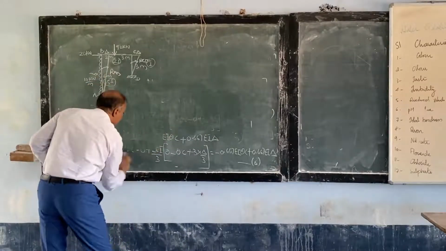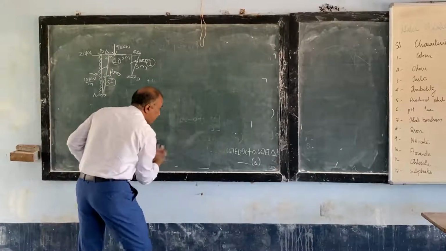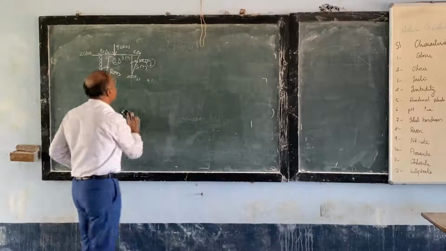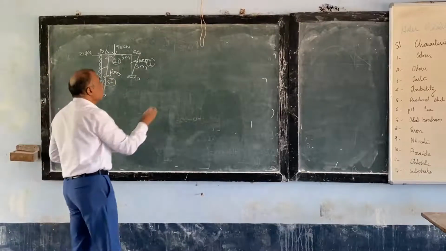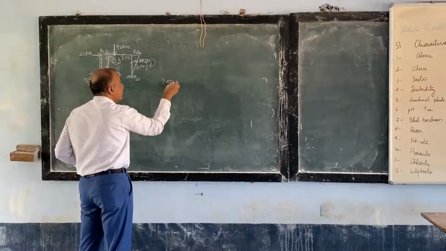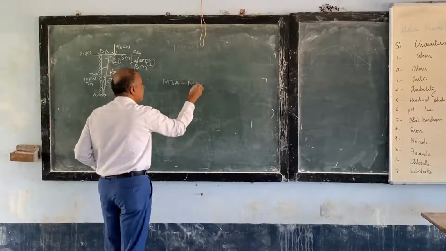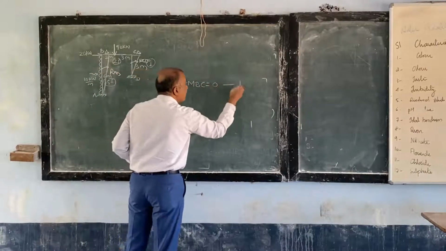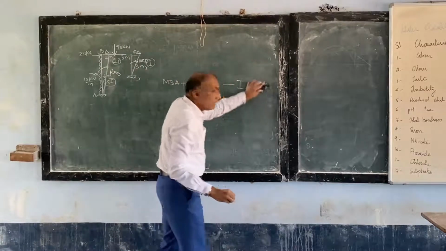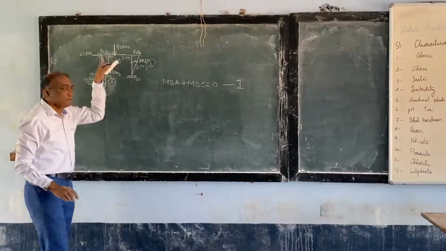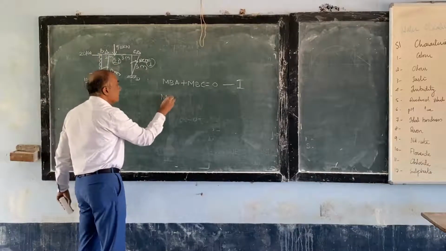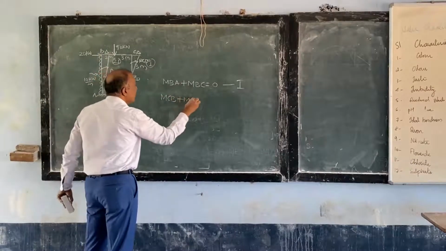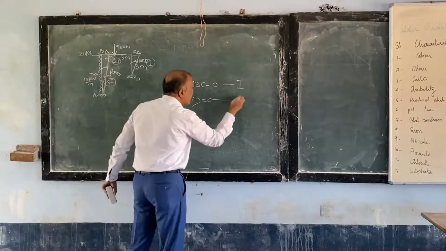Joint equilibrium conditions. What is the first condition? At joint B. The second condition is at joint C. The first condition is MBA plus MBC equal to 0 at B, where the two members are meeting. The second is MCB plus MCD equal to 0 at C.